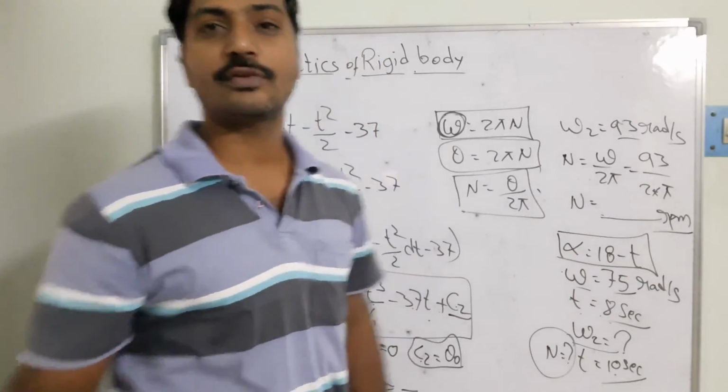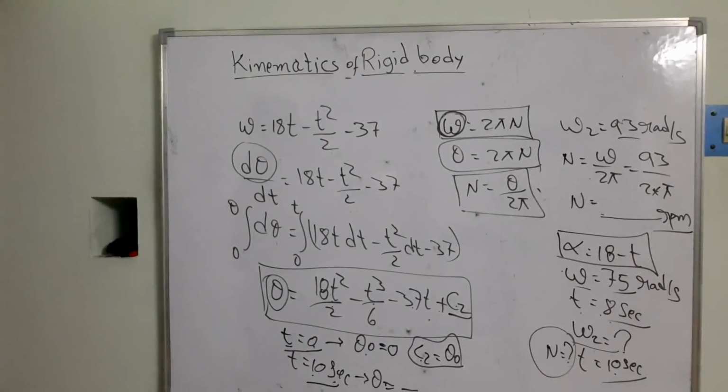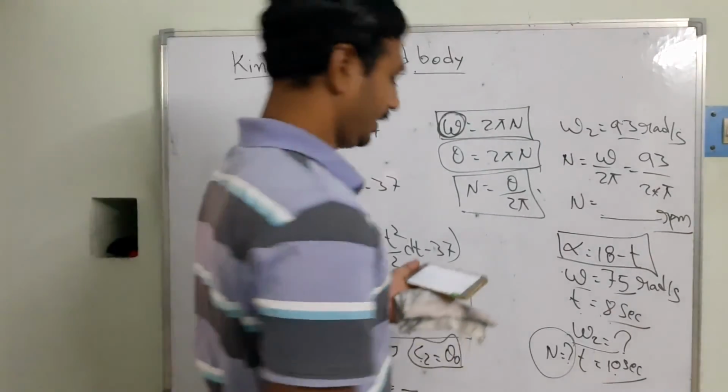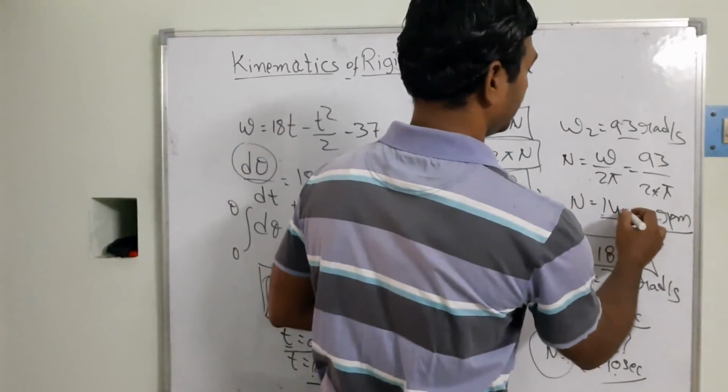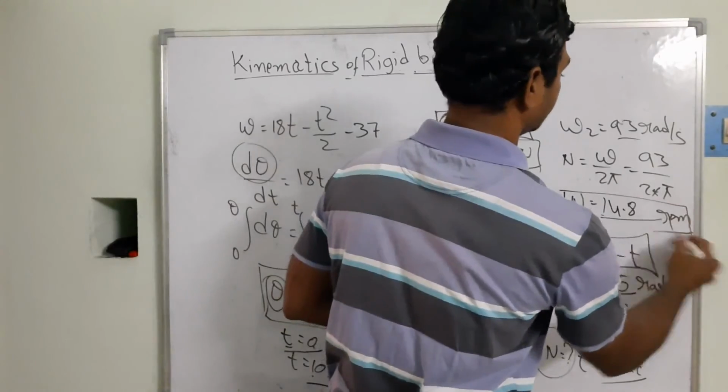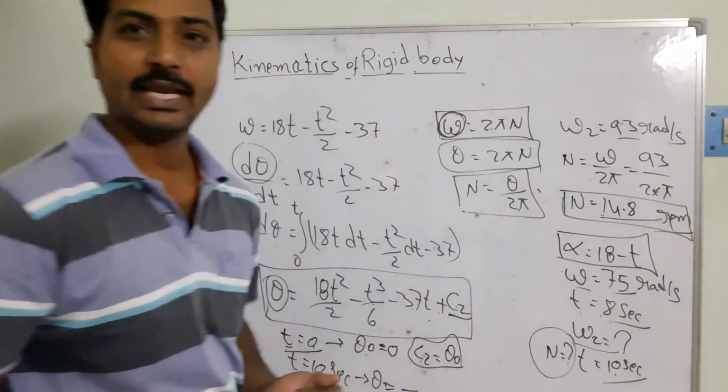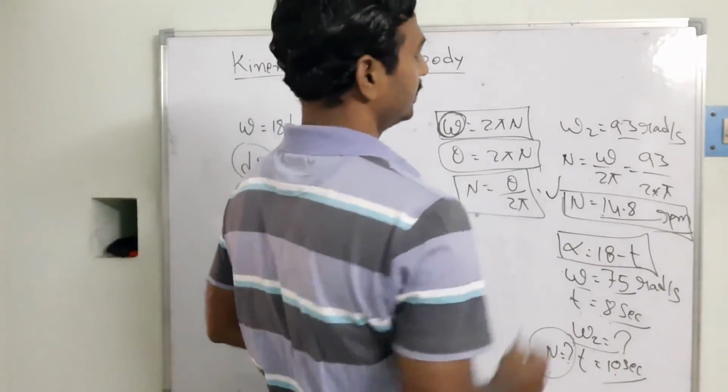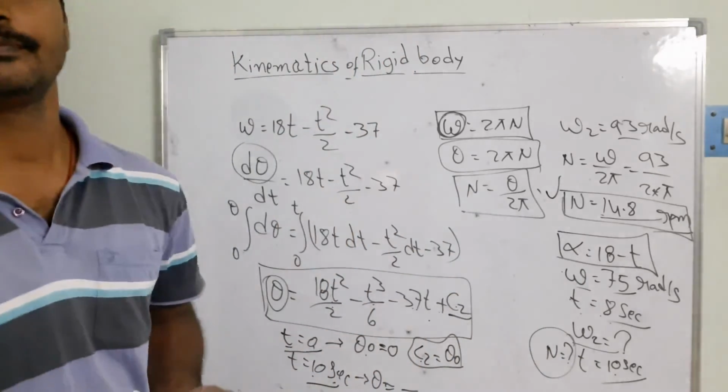So what is the final answer from that part? From this one I got around 14.8 RPM. So this way we are going to calculate the revolutions of that wheel.